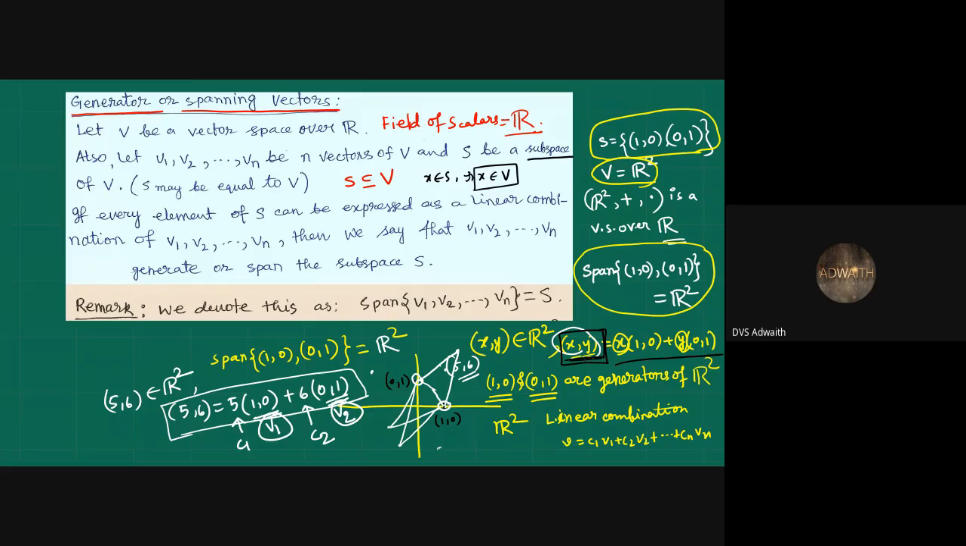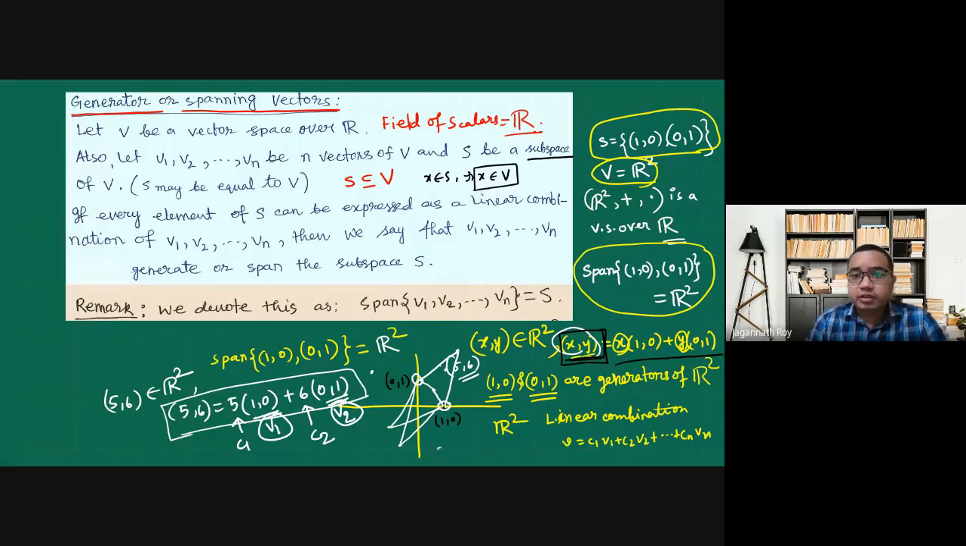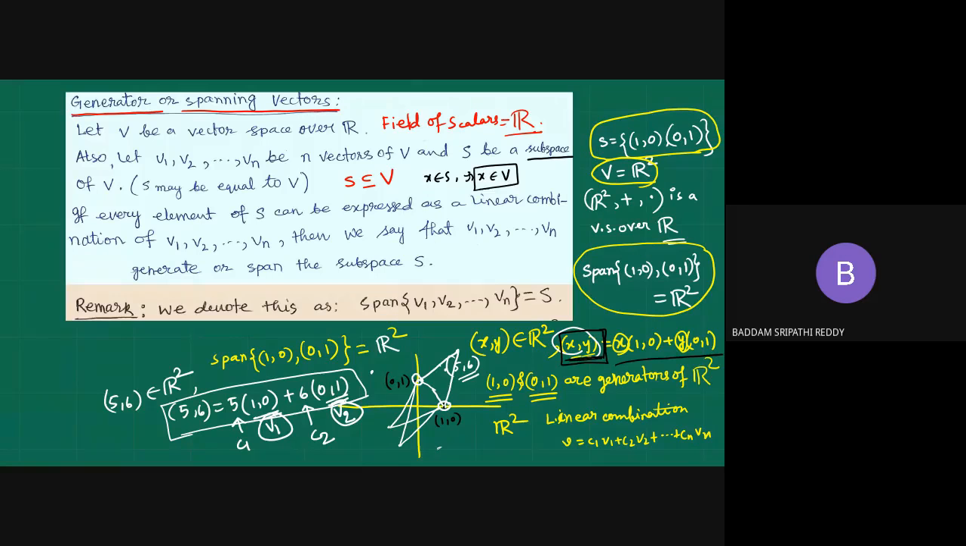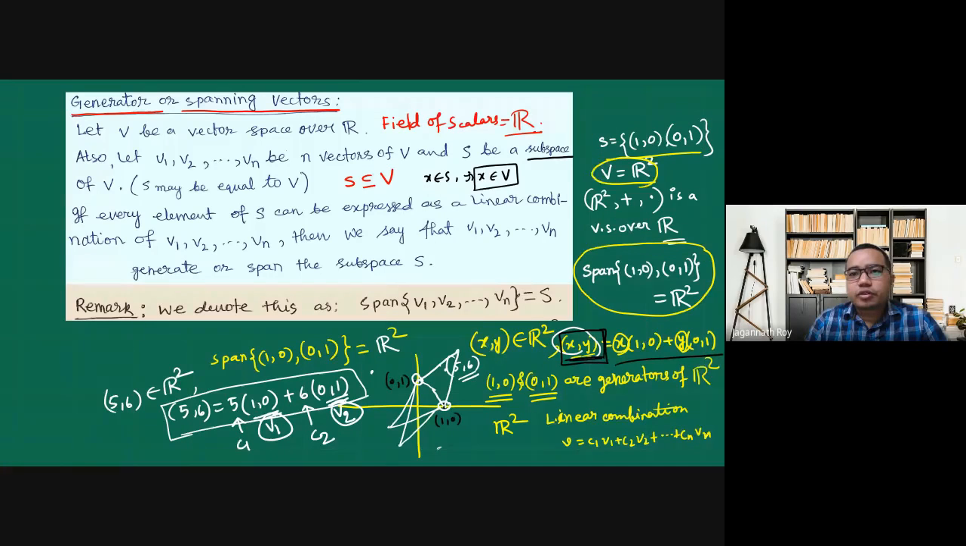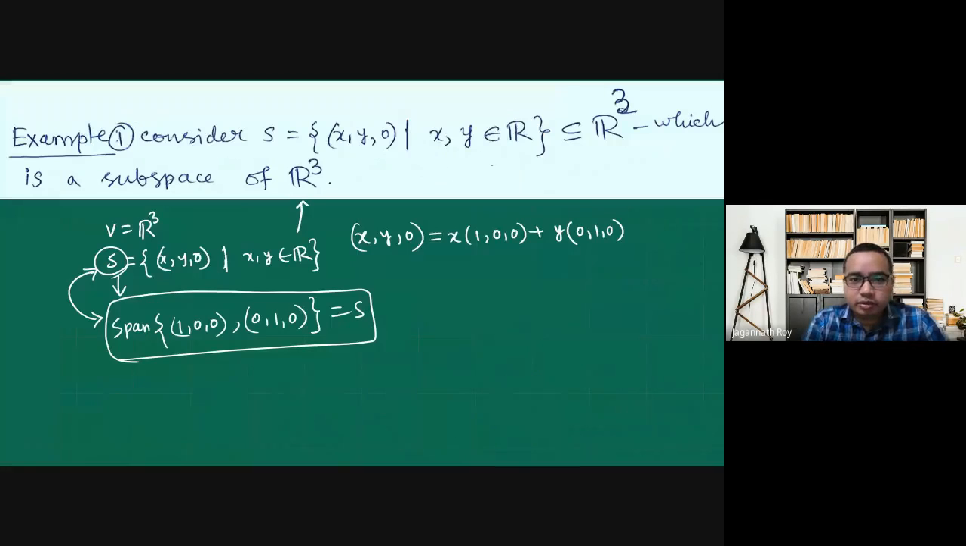Sir, I think it is V, sir, instead of S. If every element of V can be, according to the example you gave us... No, just a minute. Sir, it works only for 2 dimensions. No, it will work for every dimension. Okay. Let me give you one example.